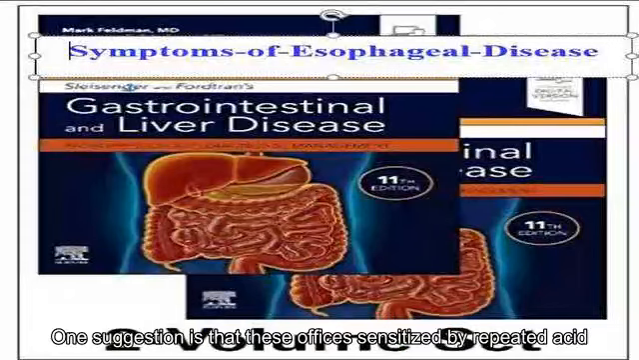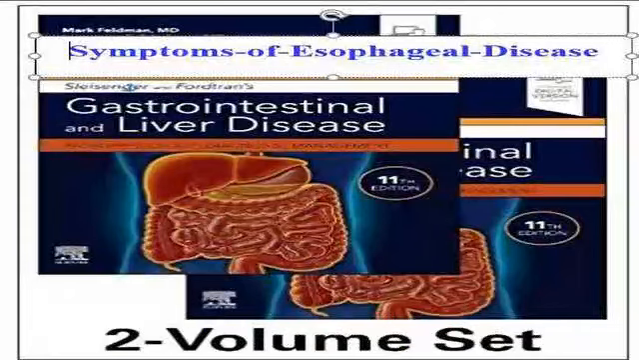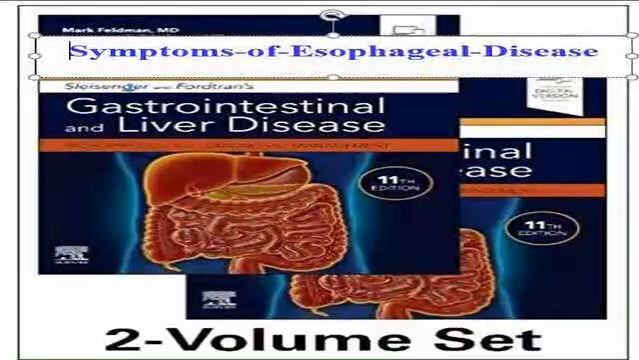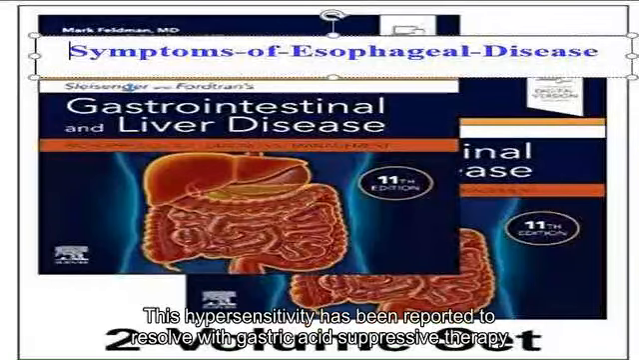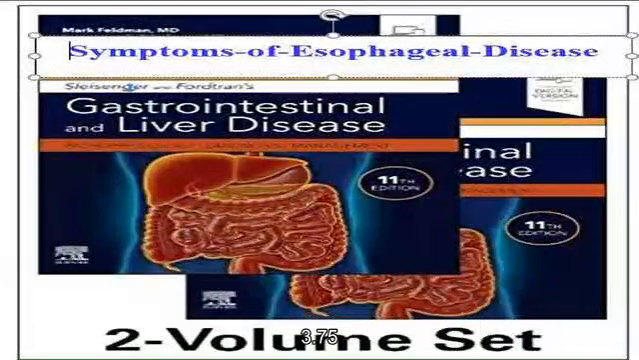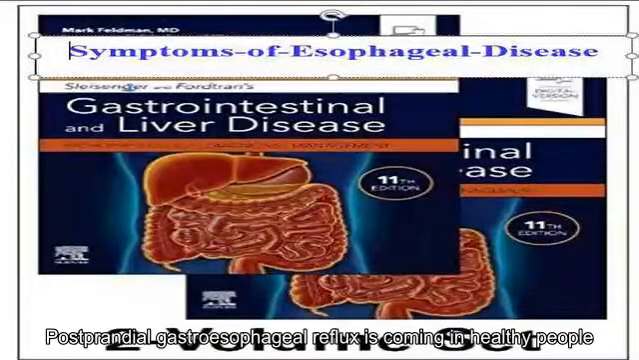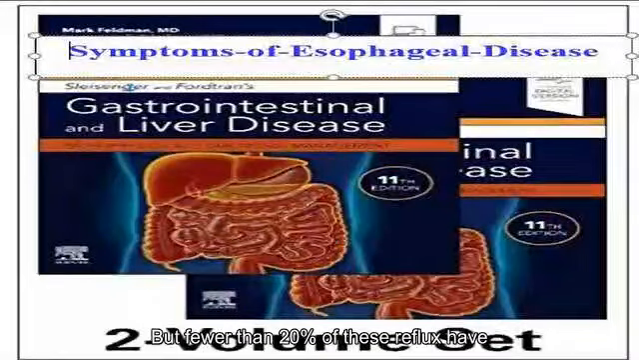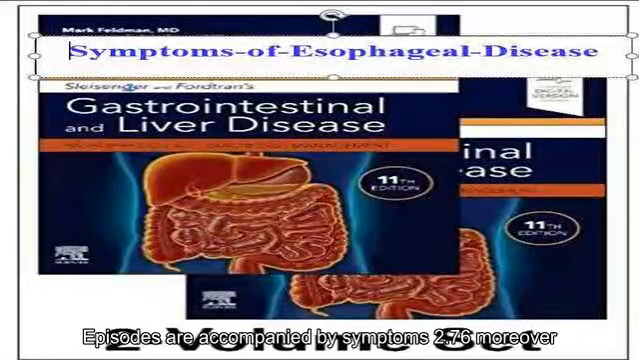One suggestion is that the esophagus is sensitized by repeated acid exposure, resulting in the production of symptoms from smaller boluses after repeated exposure to acid. This hypersensitivity has been reported to resolve with gastric acid suppressive therapy. 75 The correlation between discrete episodes of acid reflux and symptoms, however, is poor. For example, postprandial gastroesophageal reflux is common in healthy people, but symptoms are uncommon. Intraesophageal pH monitoring of patients with endoscopic evidence of esophagitis typically shows excessive periods of acid reflux, but fewer than 20% of these reflux episodes are accompanied by symptoms.